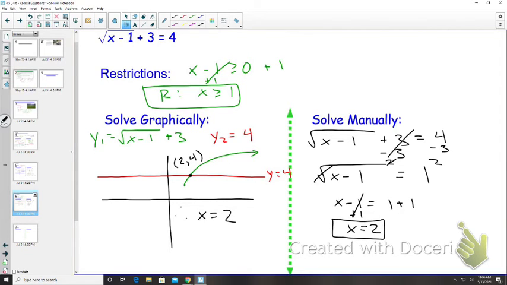Okay, which is great because that's what we saw when we were solving it graphically. So it is important that our solutions do match one another when we're solving it graphically and manually.